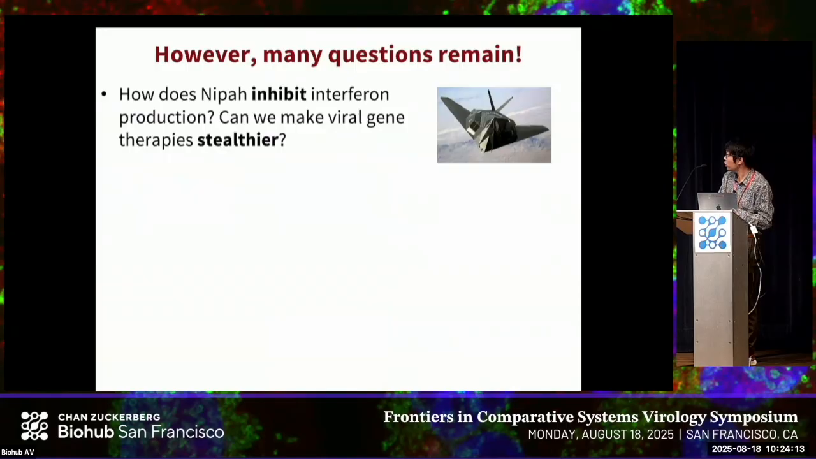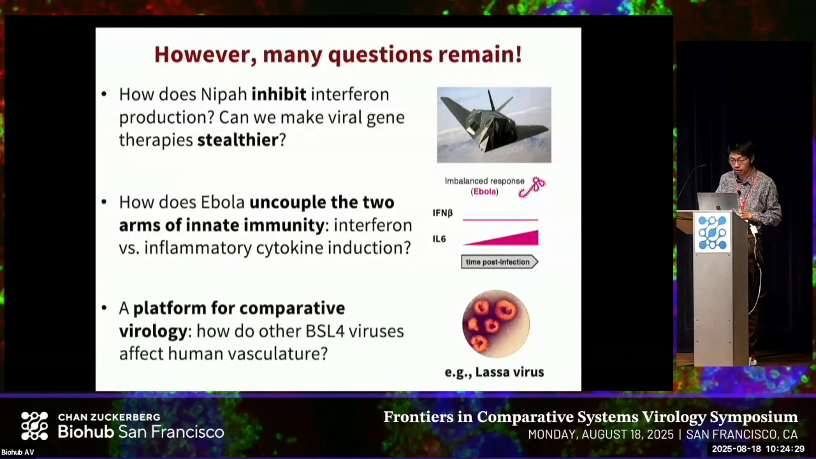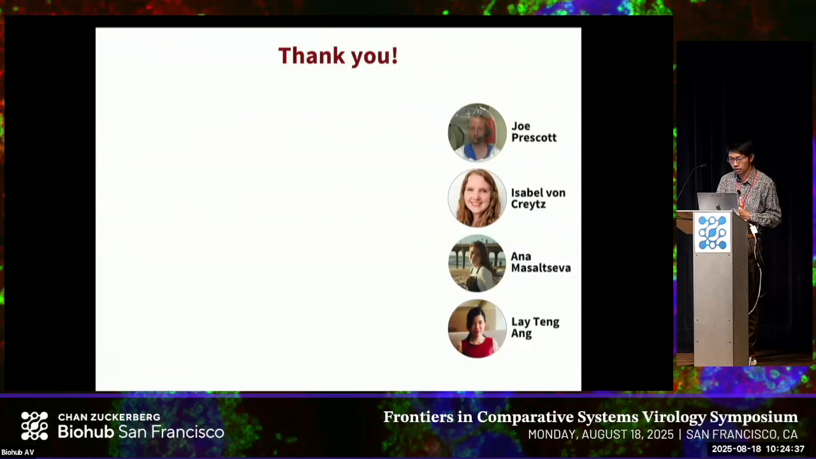So of course, there's many questions. How does Nipah inhibit interferon production? And can we use this knowledge to make viral gene therapies stealthier? How does Ebola have this really interesting effect where it can decouple the two arms of innate immunity by powerfully blocking interferon production, but really dialing up IL-6, which is a really, really unnatural response? And now this provides a platform for comparative virology of how all these other BSL-4 viruses infect the human vasculature. We're really excited to discuss ideas and collaboration.